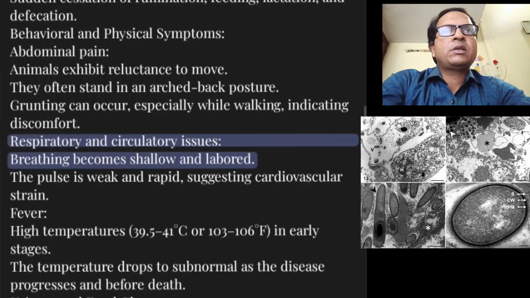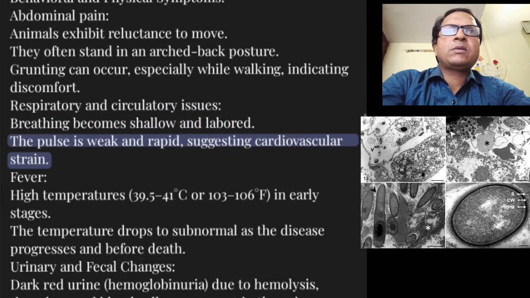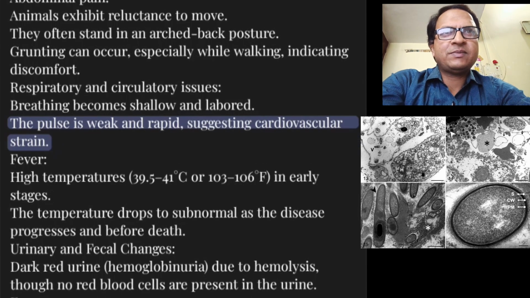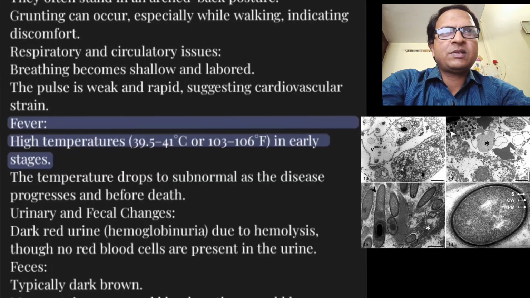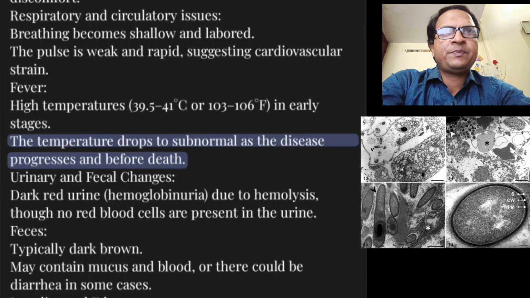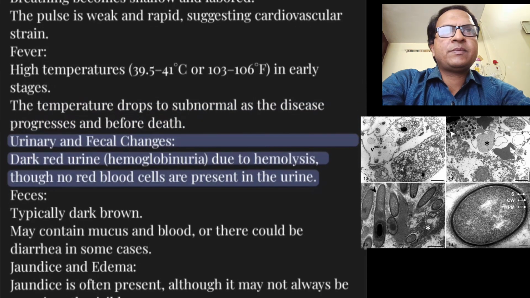Respiratory and circulatory issues: breathing becomes shallow and labored. The pulse is weak and rapid, suggesting cardiovascular strain. Fever: high temperatures of 39.5 to 41 degrees Celsius, or 103 to 106 degrees Fahrenheit, in early stages. The temperature drops to subnormal as the disease progresses and before death.